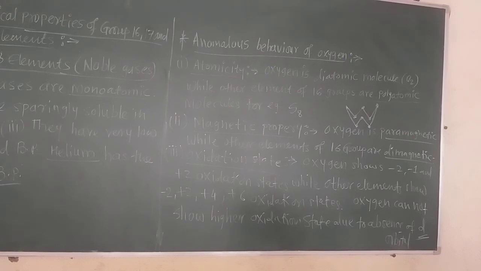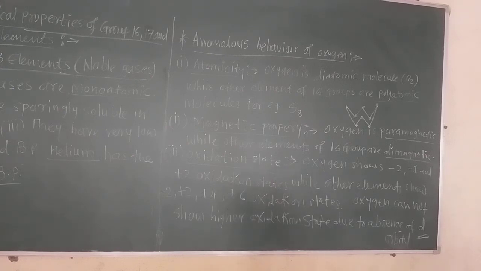Now let us see again its nature to form hydrides. The hydride of oxygen, that is water, is a liquid at room temperature, while the hydrides of the other group 16 members are gases. They are not liquids. The hydride of oxygen is a liquid, and you know the hydride of oxygen is water. But the other elements of this group, sulfur, selenium, tellurium, polonium, form hydrides in the gaseous state, not in the liquid state.